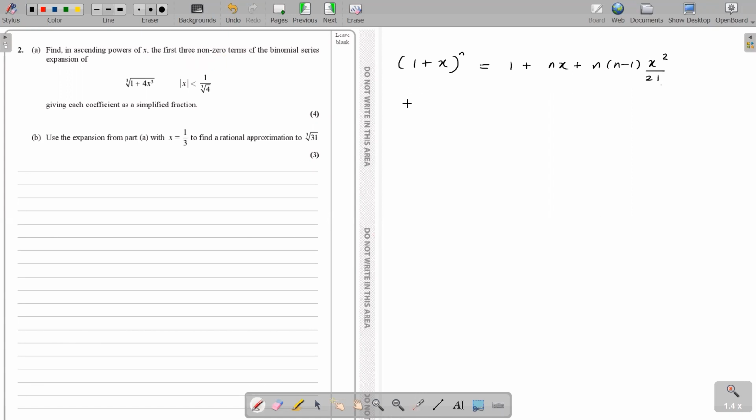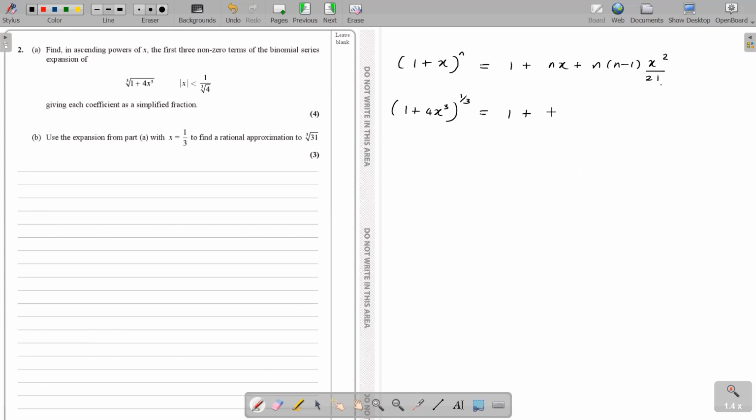So, let's input our value here. First thing is this 1 plus 4x cube whole thing to the power cube root means the power of 1 over 3. The power of 1 over 3, right? Okay, now what we need to do here is you need to replace your n value with 1 over 3 and your x value will be replaced by 4x cube. That's it.